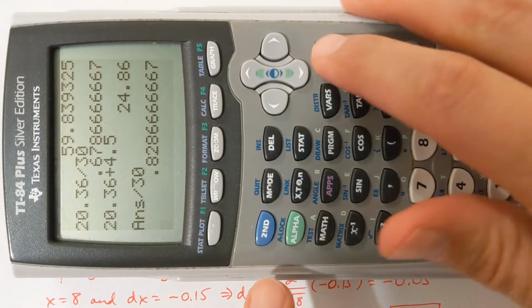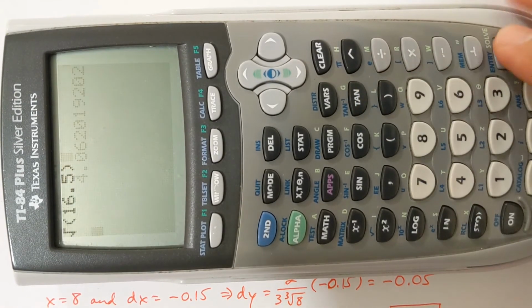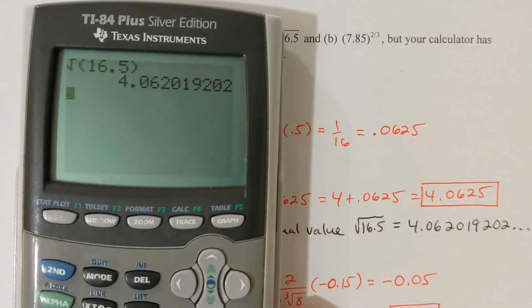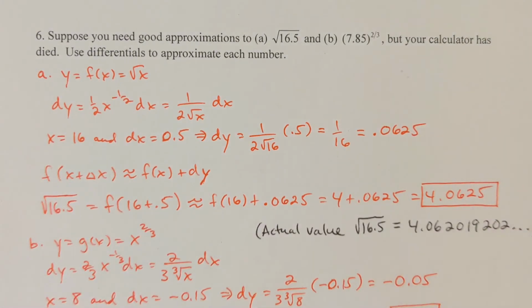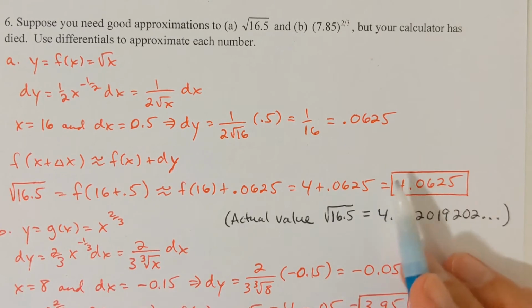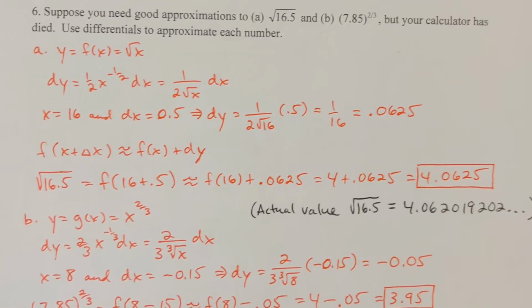Now the actual value, if you were to go to the calculator and type that in, the square root of 16.5 is what you see here, roughly 4.062. This looks like it's right on if you go to the nearest two digits, excuse me. But yeah, this is a good approximation, right, to what actually is the number.